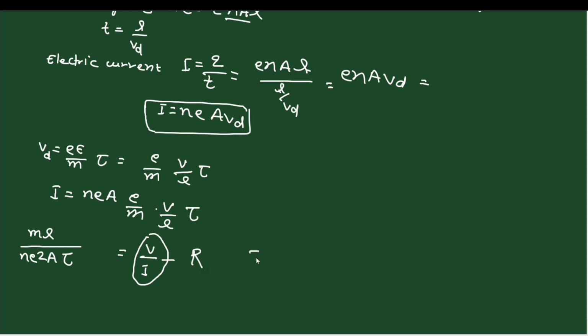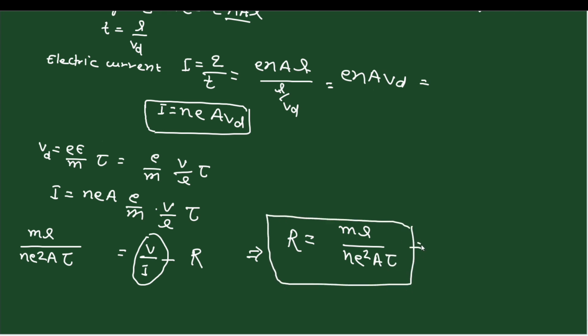Now we have to deduce this formula in the form of Ohm's law. So this is the resistance of a conductor: R equal to m L upon N e square A into tau. This is Ohm's law. Now this is proved.